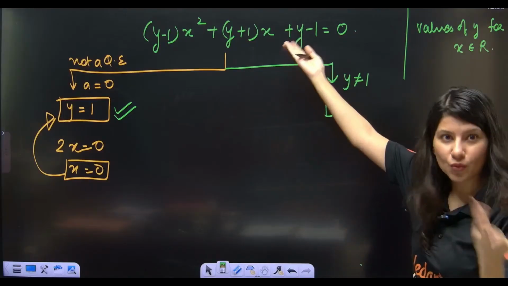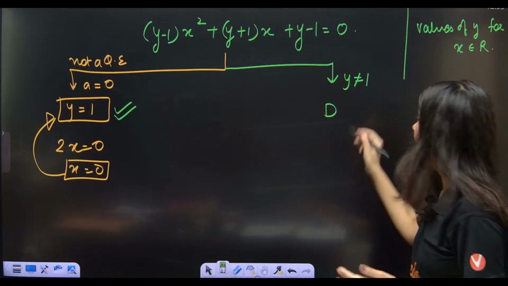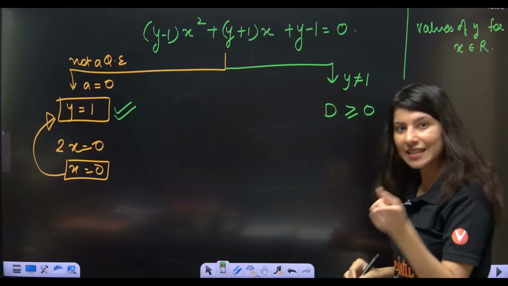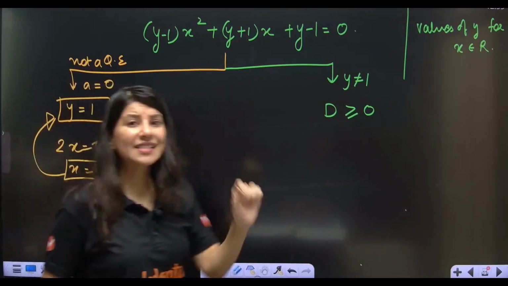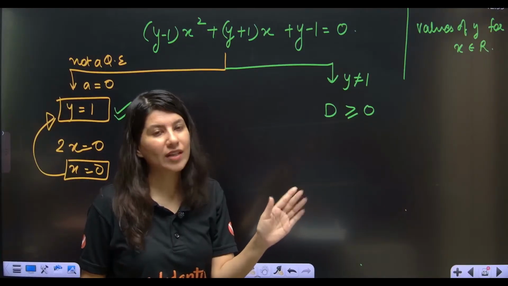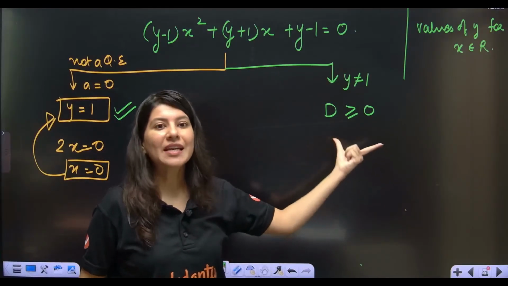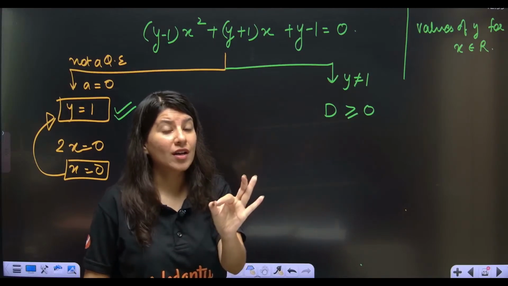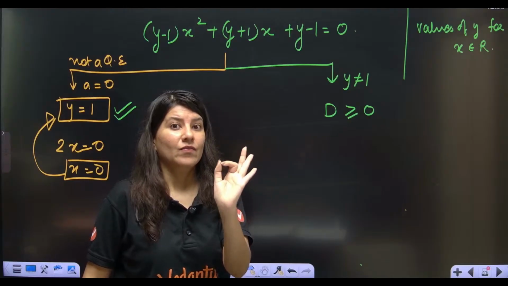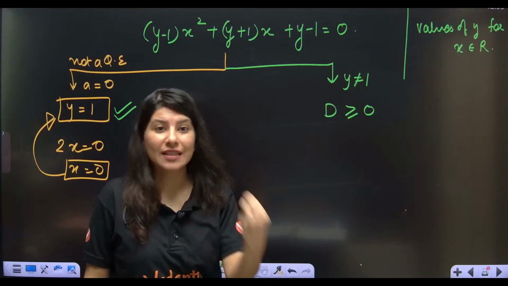What is root? Root is x. Now x can only be real if the discriminant is either greater than 0 or equal to 0. The discriminant can never be less than 0, otherwise x will be imaginary, which you don't want. So discriminant greater than or equal to 0 will give you a condition for x belonging to real, and an inequality for y.